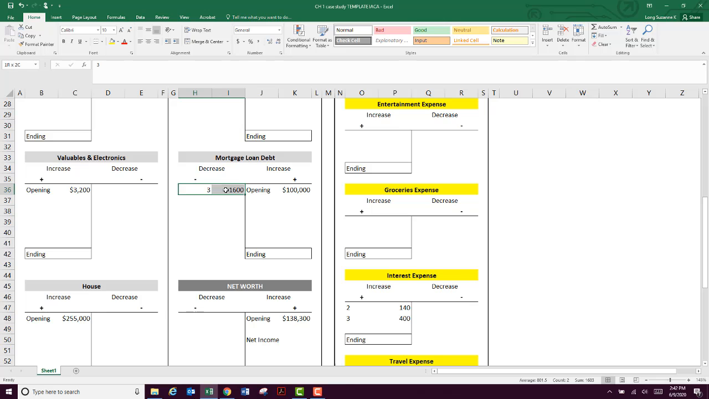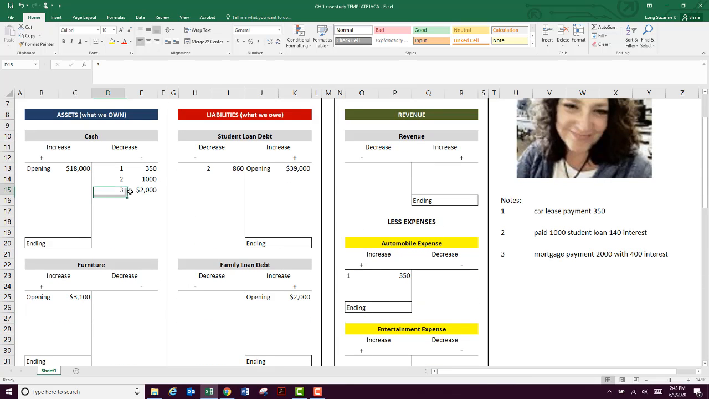So number 3 on the left, I've got a 1,600 and a 400. So yep, I've got my 2,000 on the left and my 2,000 on the right. So my left and my right are all good. All right, number 4.